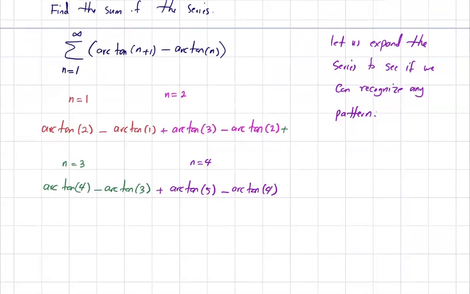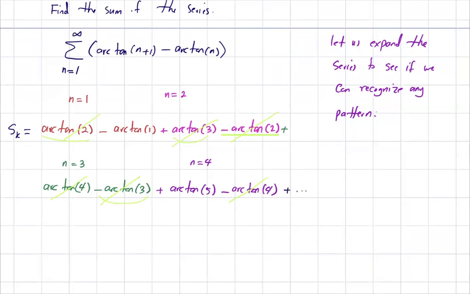I see, okay, I have inverse tangent of 2 and negative inverse tangent of 2. So I can cancel these two out. I can cancel out inverse tangent of 3 and negative inverse tangent of 3. So basically, I can cancel out all of these terms. So if I write the rest of the terms, I end up with S sub k, which is the partial sum. Remember that.